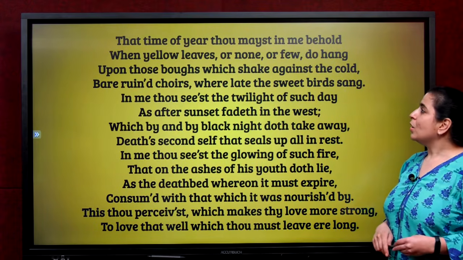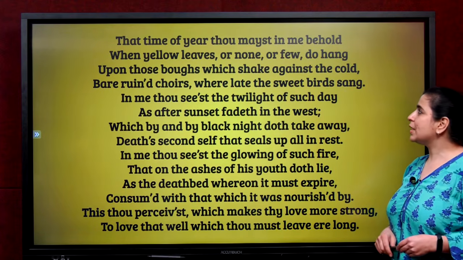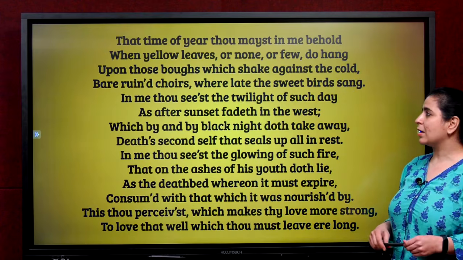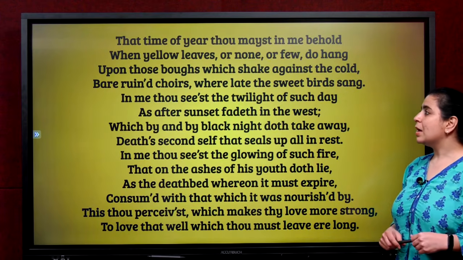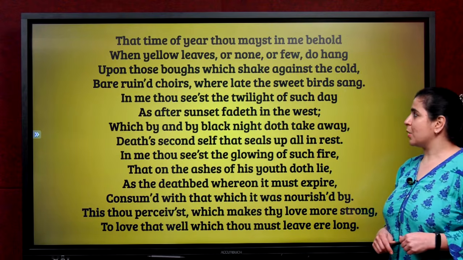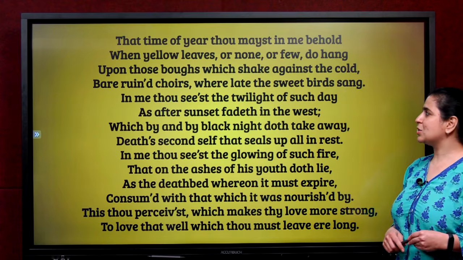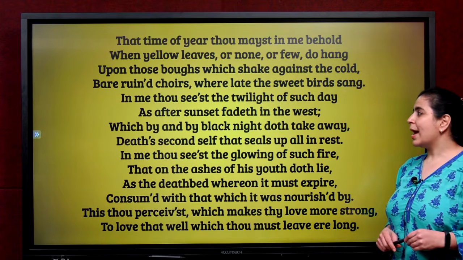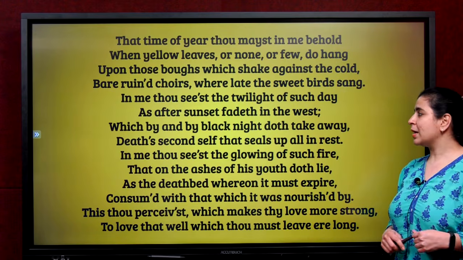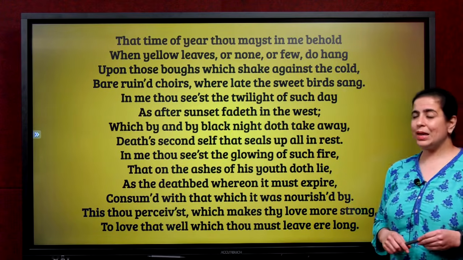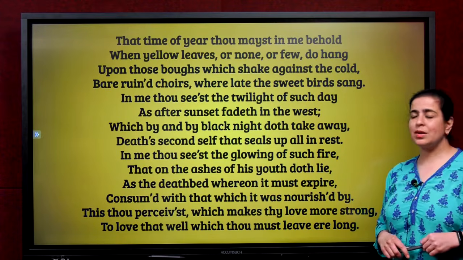Let's start again. That time of year thou mayst in me behold, when yellow leaves or none or few do hang upon those boughs which shake against the cold. Bare ruined choirs where late the sweet birds sang, in me thou seest the twilight of such day, as after sunset fadeth in the west, which by and by black night doth take away. Death's second self that seals up all in rest.